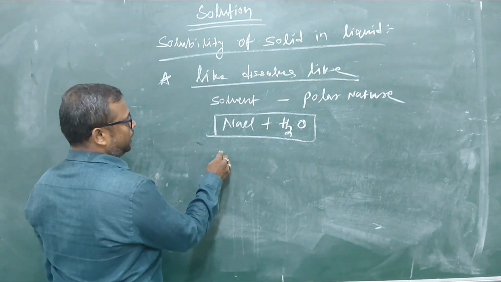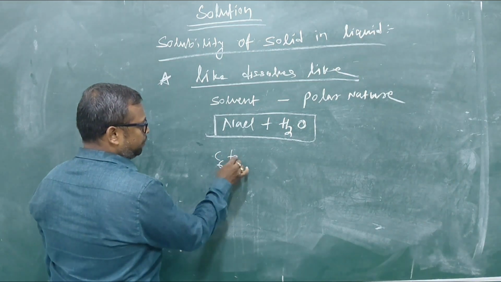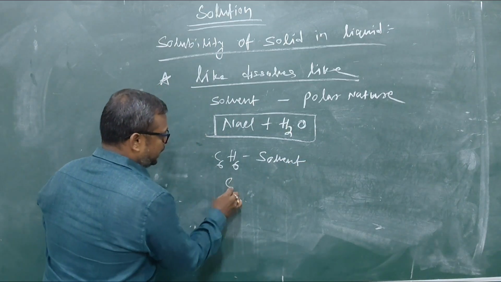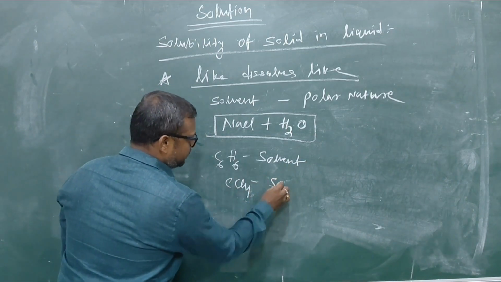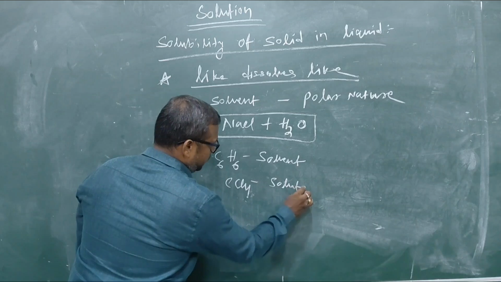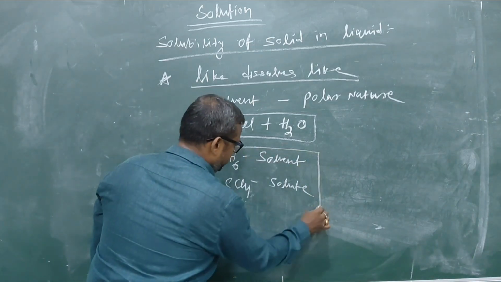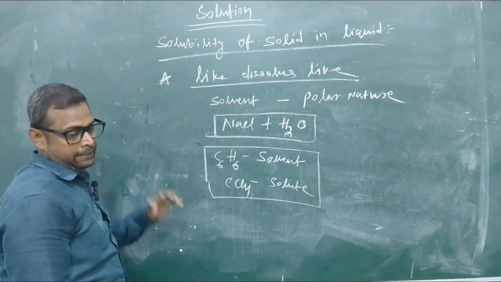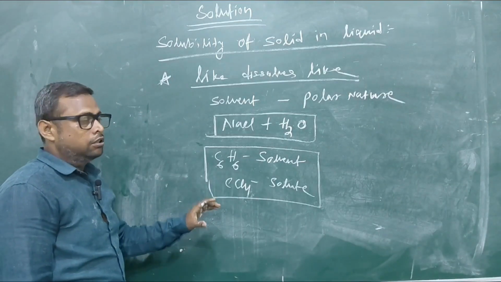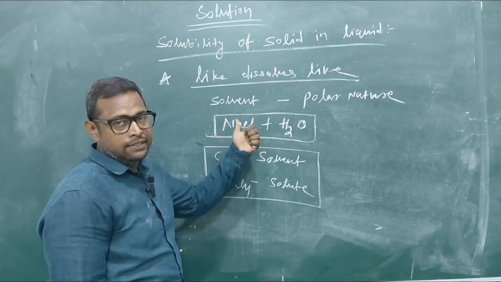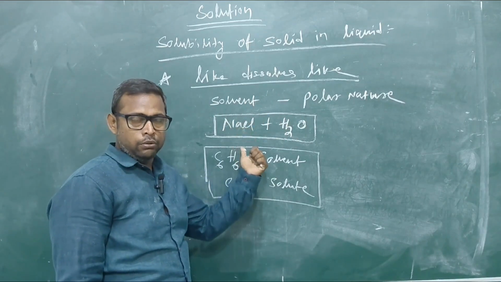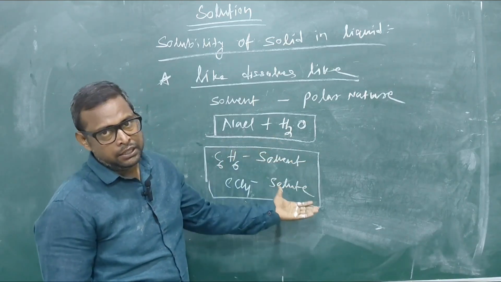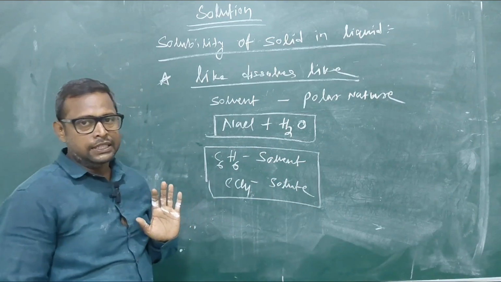Next, if you take the example of benzene as a solvent, then carbon tetrachloride can be dissolved in benzene. So this is like dissolves like. Understood? If solute particle is polar, then solvent should be polar. Polar molecules dissolve in polar molecules, and non-polar particles can be dissolved in non-polar particles. That is like dissolves like.